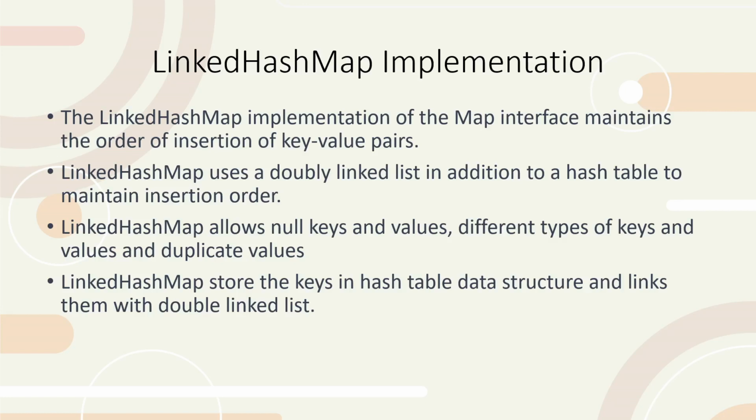LinkedHashMap stores the keys in a hash table data structure and links them with a doubly linked list. LinkedHashMap is a subclass of HashMap that maintains the order of the keys as they are added to the map. This means that iterating through the map will return the keys in the order they were added. And LinkedHashMap is not synchronized, which means it is not thread safe.